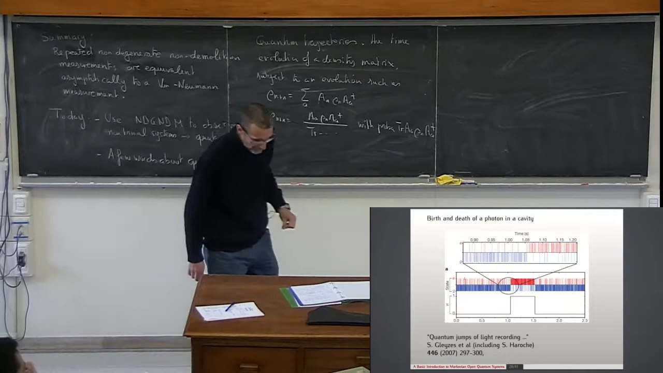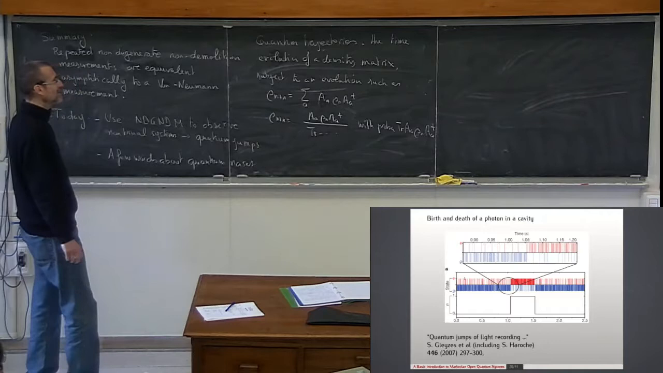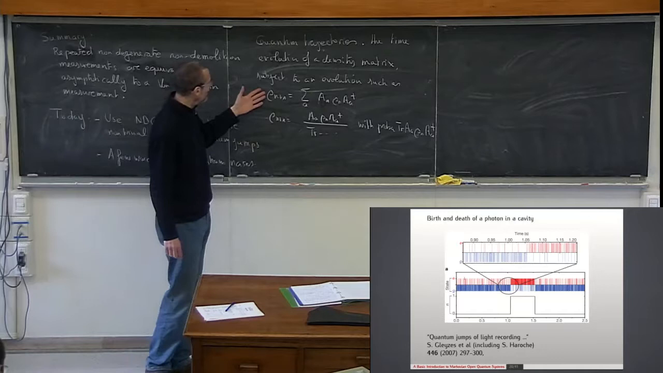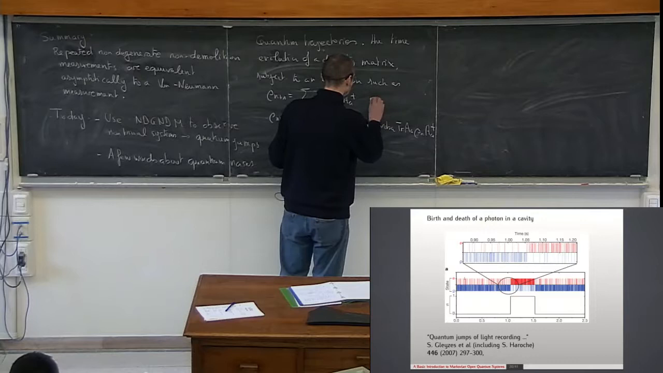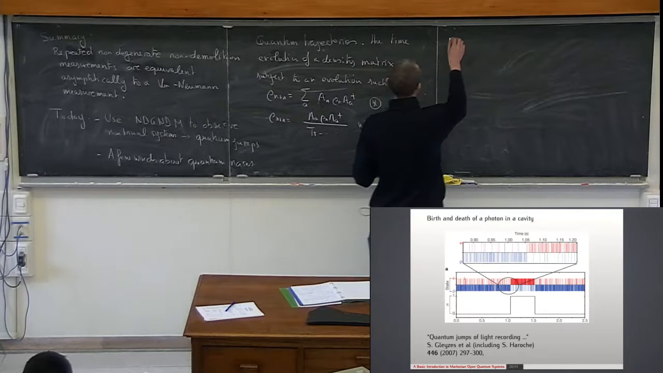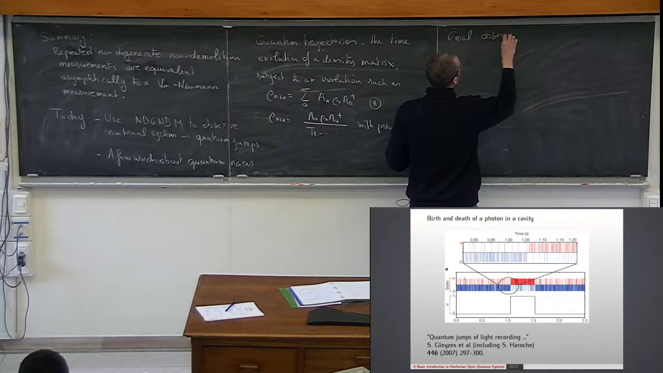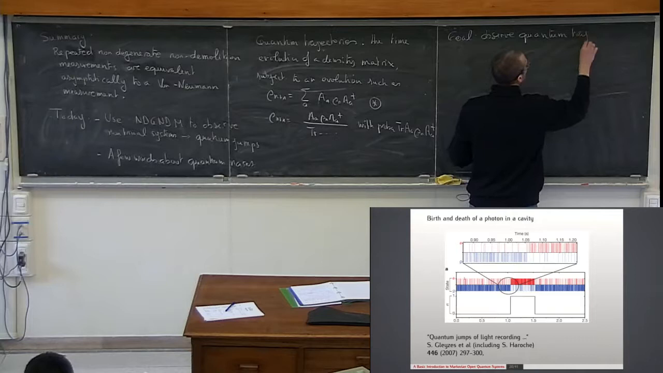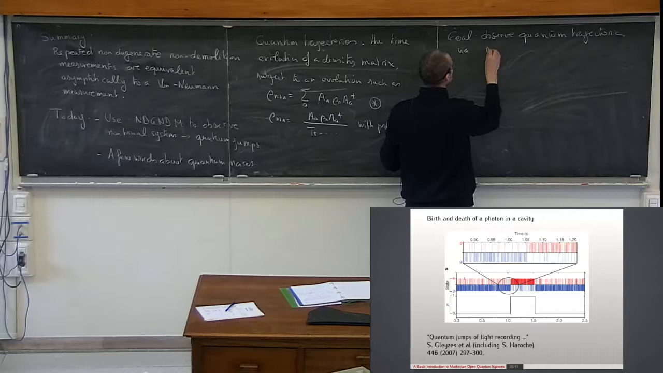Okay, so now our goal today, in fact, is the following. We shall imagine that we have a density matrix that evolves in principle according to such a law, and we would like to observe the system with non-demolition measurements. So what does that mean? The goal is to observe quantum trajectories via non-degenerate quantum non-demolition measurements.